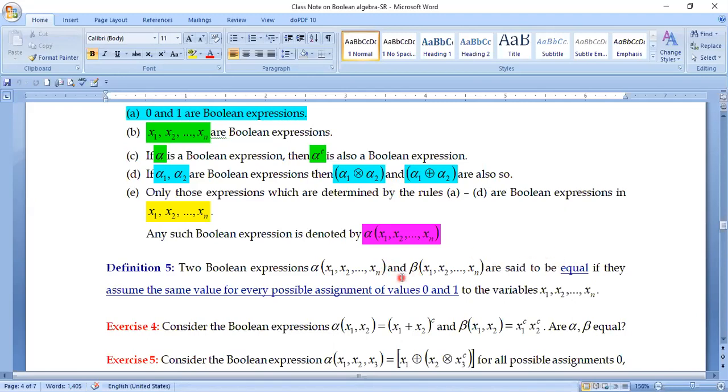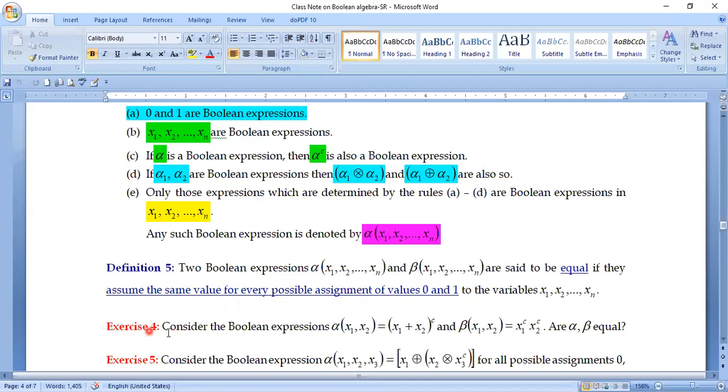When do we say that alpha and beta are the same? These two Boolean expressions will be called equal if they assume the same value for every possible assignment of values 0 and 1 to the variables x1, x2, ..., xn. This equality of two Boolean expressions I am going to explain with an example.